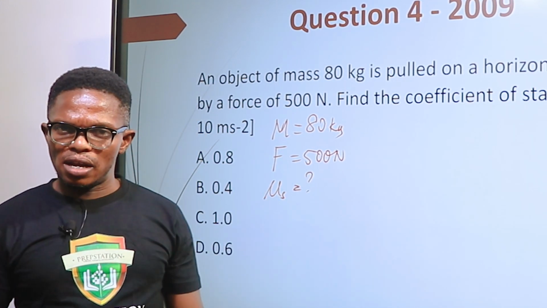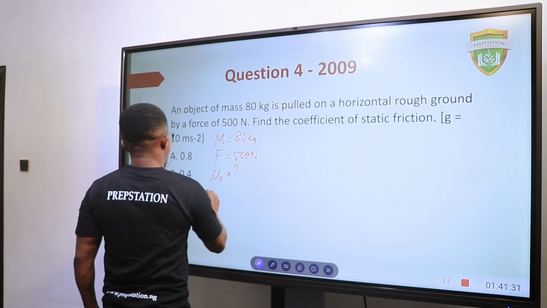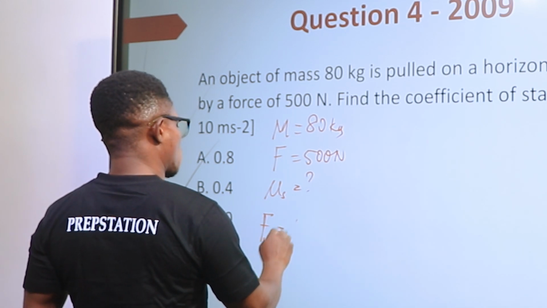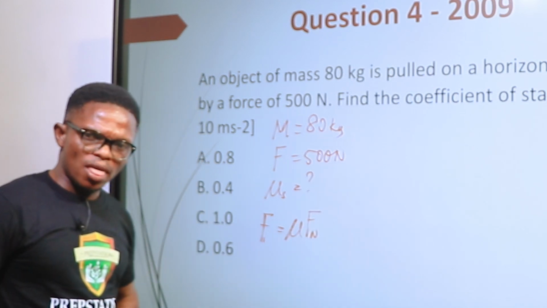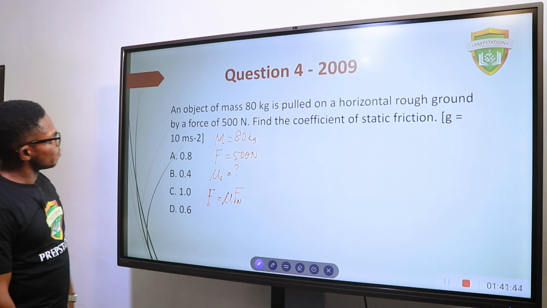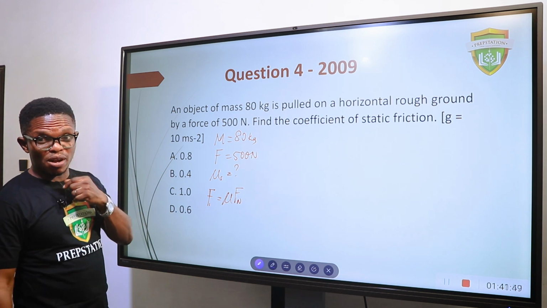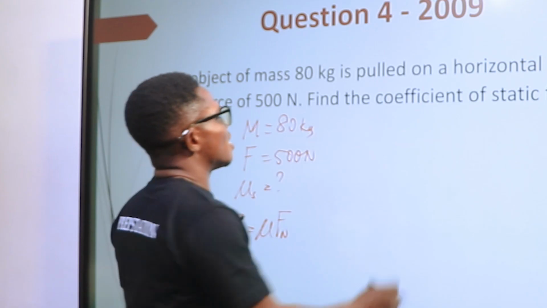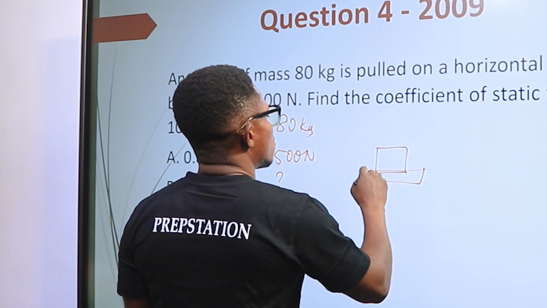Now the formula that relates mu and friction is frictional force, static friction now, Fs is equal to mu Fn. Now what is mu? Is the coefficient of friction we're about to find. And then Fn is called normal force. Now what is normal force? Let me explain that. Now normal force is the reaction force when an object sits on another object.